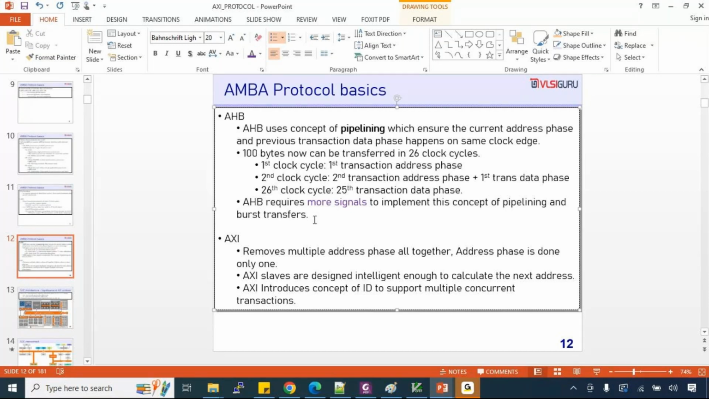There is a concept of pipelining and there is a concept of burst transfers. Burst transfer means back-to-back transfers are happening. For both of them, it requires more signals. That is the cost. What is meant by cost? One, you are getting high performance. At what cost? By adding more signals and more complexity.